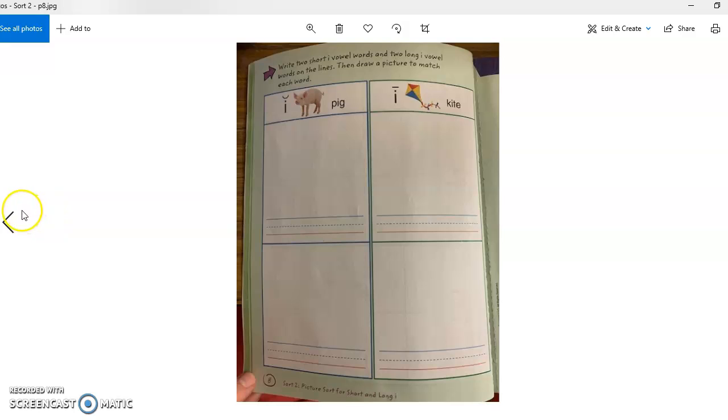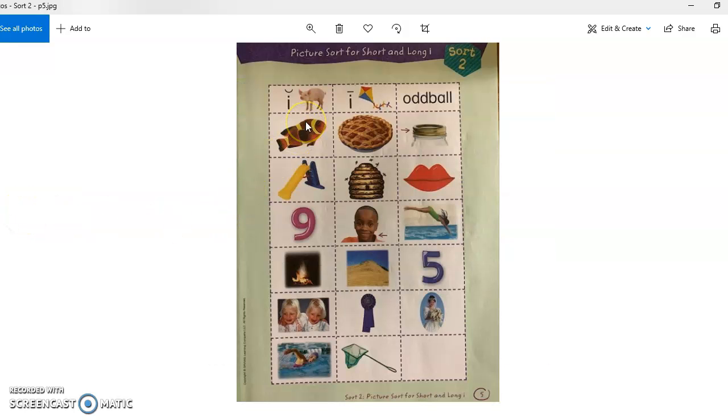So the images are fish, pie, lid, slide, hive, lips, nine, smile, dive, fire, hill, five, twins, ribbon, bride, swim, and net. Good luck, have fun, and do your best.